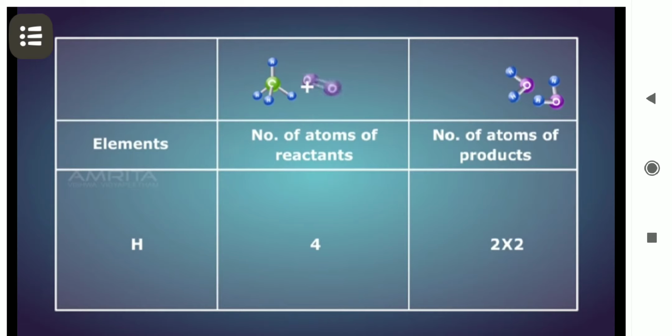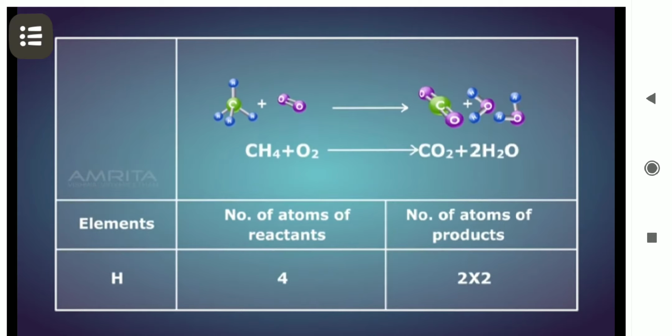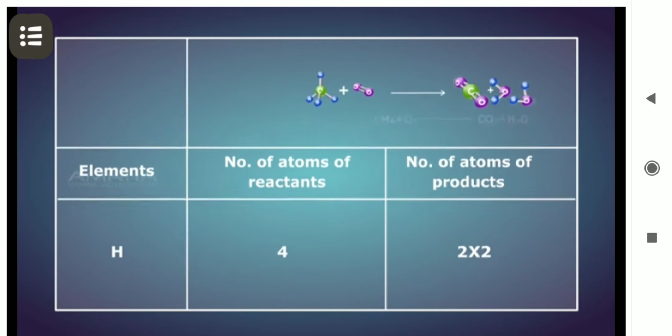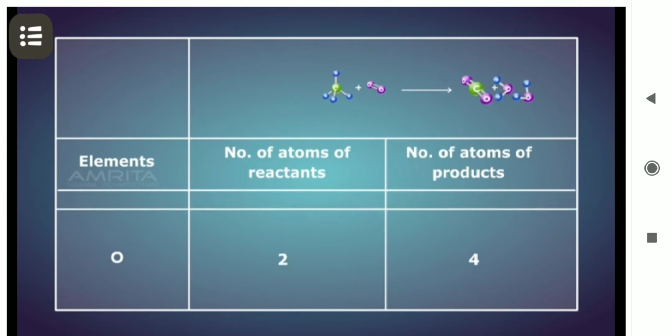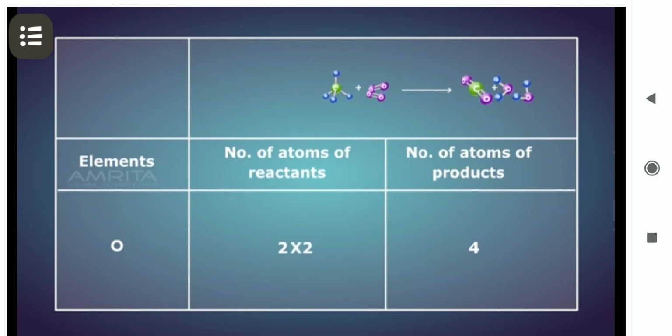Now, let's see if the equation is balanced. CH4 plus O2 gives you CO2 plus 2H2O. By balancing hydrogen atoms, the equation seems partially balanced. But the oxygen atoms in the products are 4, whereas in the reactants the count is 2. So let's try again. To balance oxygen atoms, put coefficient 2 before O2 on the reactant side.